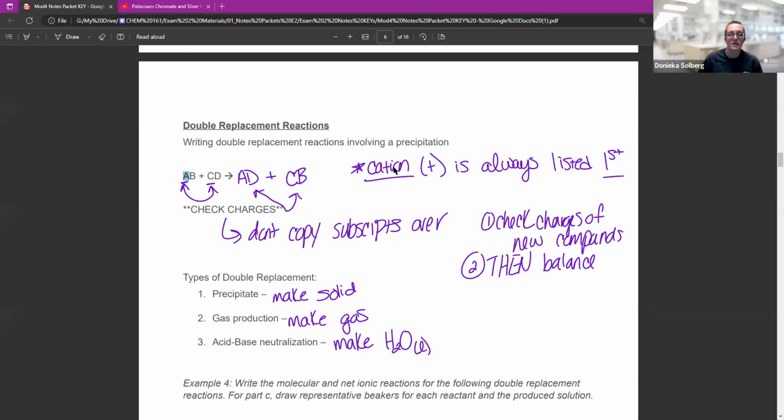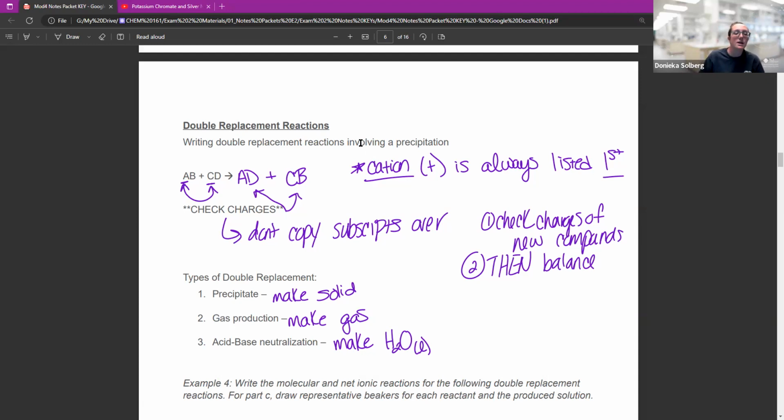Make sure that you always list the cation first. If I gave you the compounds, they are listed that way. So it's always positive and then the negative. Now, and I'm going to reiterate this a bunch of times, check your charges when you make your new compounds. You need to check your charges based on your periodic table. What column are they in? What is their charge? Don't copy the subscripts over. If it had a little 2 over here, that does not necessarily mean it's going to have a little 2 over here. So check the charges of any new compounds you make. Anytime you put something together, check those charges and then balance it. Don't try to balance while you're writing the products. Write these first and then balance.